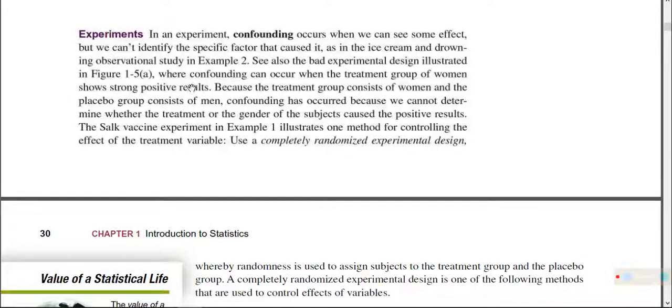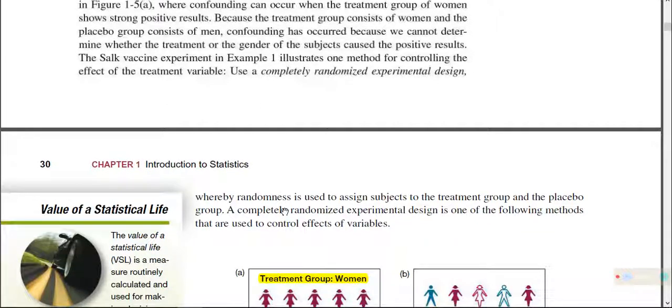Asan na tayo? Aha. Ito, the SAC vaccine experiment, yung polio vaccine natin kanina, illustrates one method for controlling the effect of treatment variable. So, it used a completely randomized experimental design. So, parang toss coin yung nangyari. I-assign nila dun sa bata.